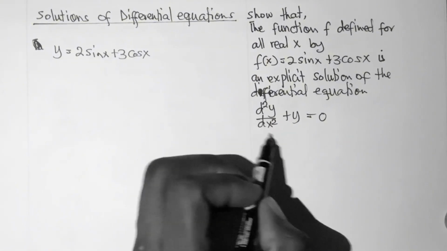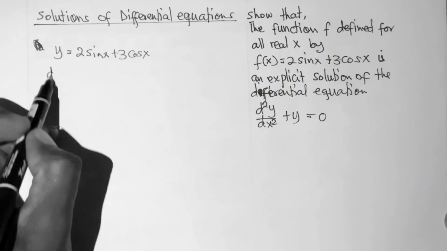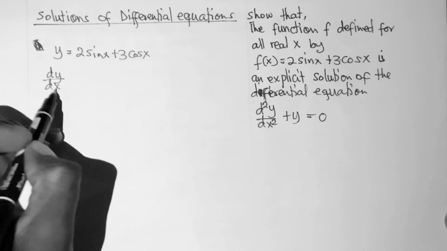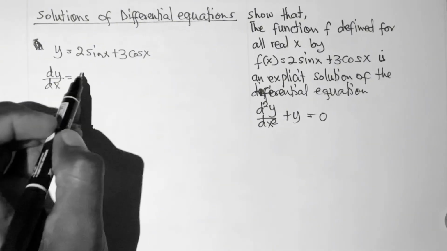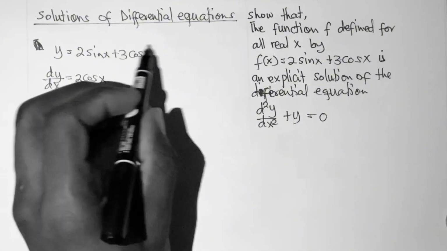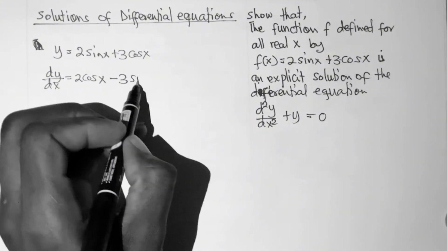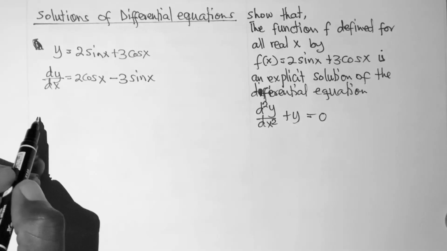And then you see that this is d squared y dx squared. So that's the second order. But first, let's find dy dx. If you differentiate sine x, you get cos x. So this becomes 2 cos x. And if you differentiate cos x, you get minus sine x. So minus 3 sine x. So this is dy dx.